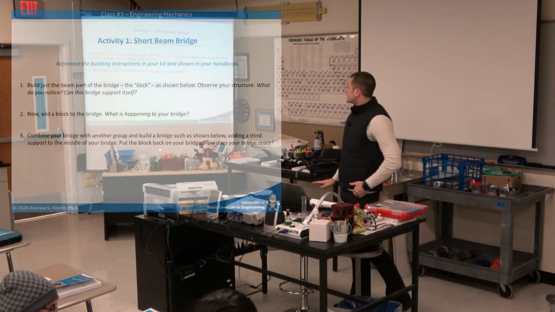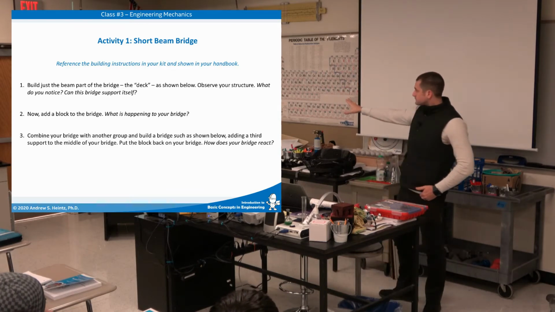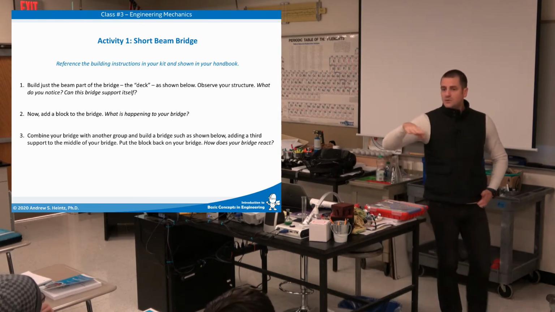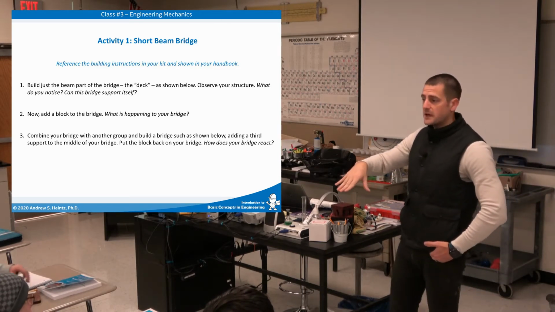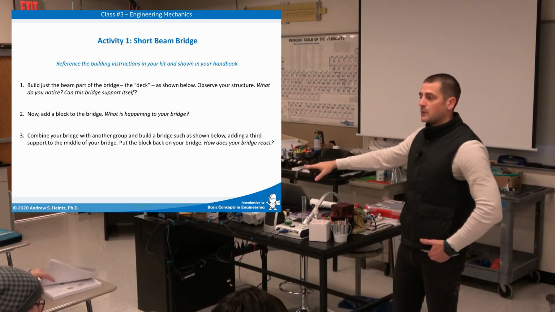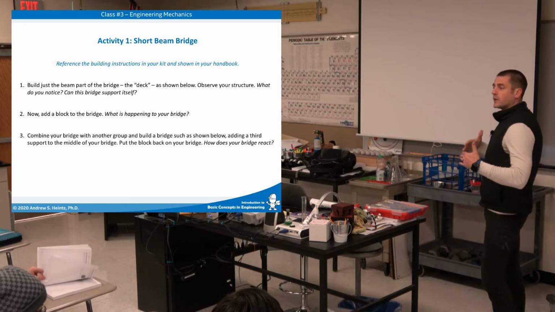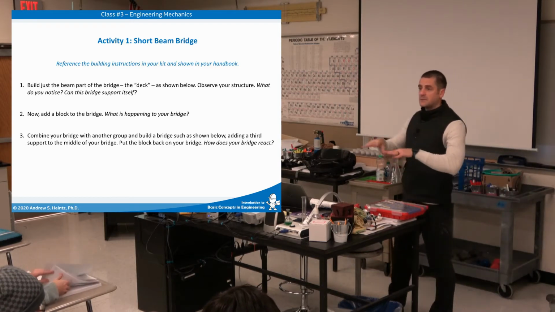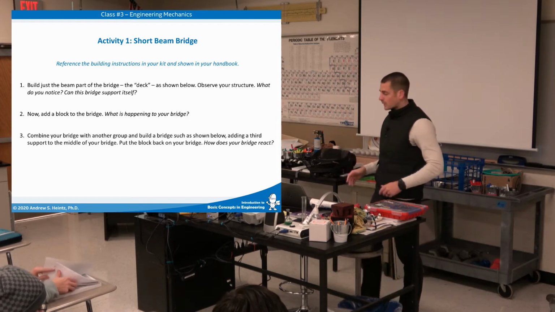So what we're going to do in our first activity is we're going to look at the short beam bridge. And we're going to build just one part. So this lab activity is in your book, right? And we'll walk through it step by step. But what we're going to do is we're going to build just the deck of the bridge. And we're going to look at what happens to that bridge as we put weight on it. And then we're going to combine activities, and we're going to make that bridge longer and longer and longer. And what you're going to find is that the bridge can't stand up on its own. Okay?